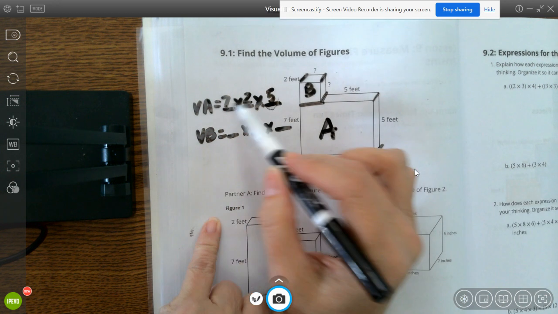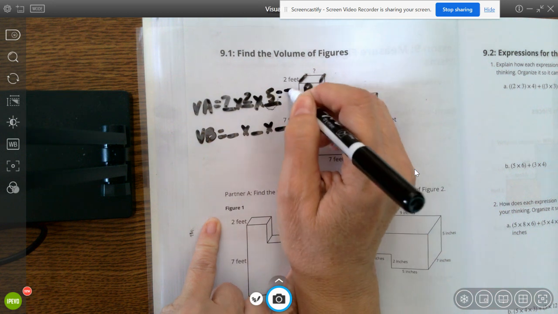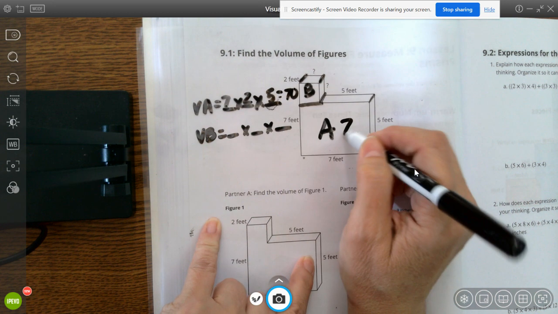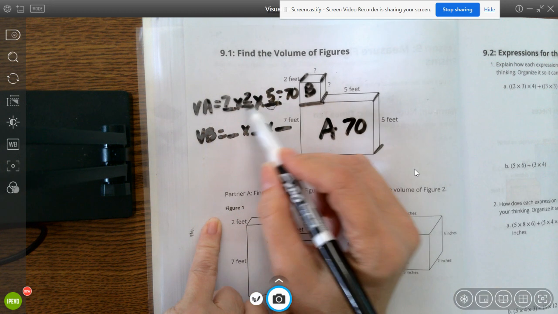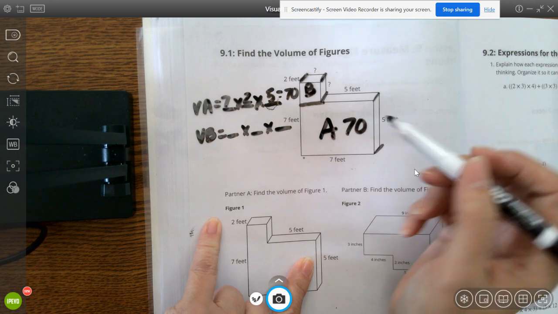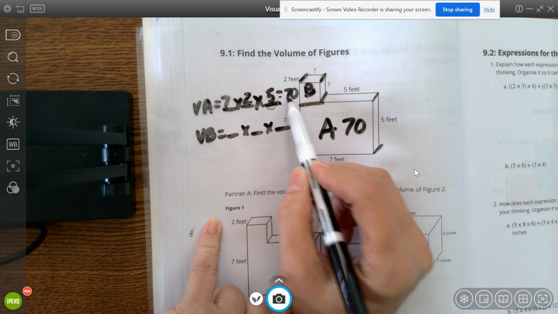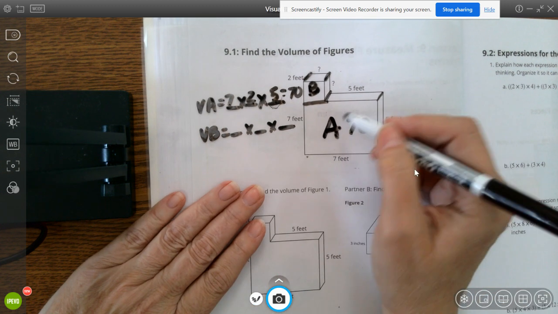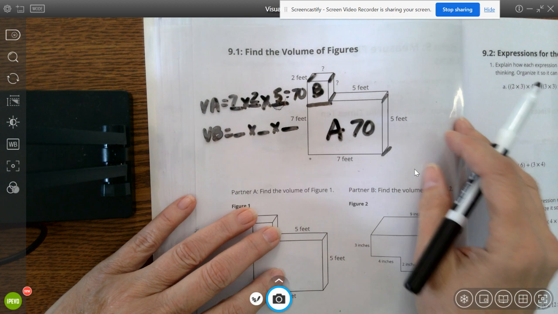So 7 times 2 times 5 is 70. That section equals 70. 2 times 5 is 10 times 7. 7 times 2 times 5. 2 times 5 is 10, and 7 times 10 is 70. That was figure A. Now I'm going to look at figure B.